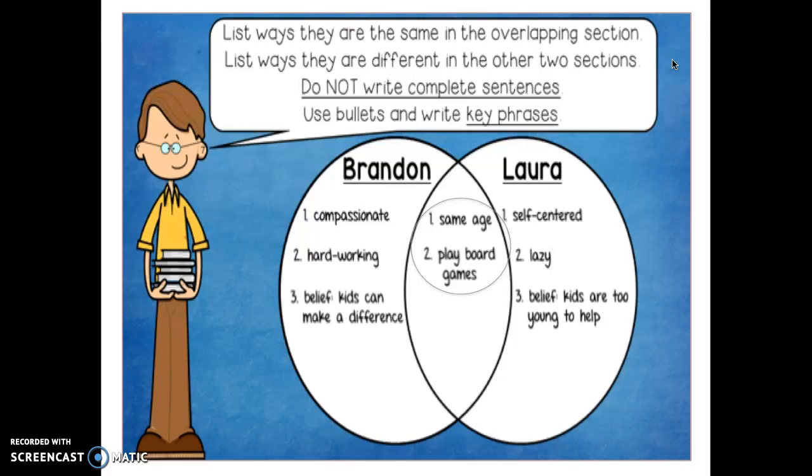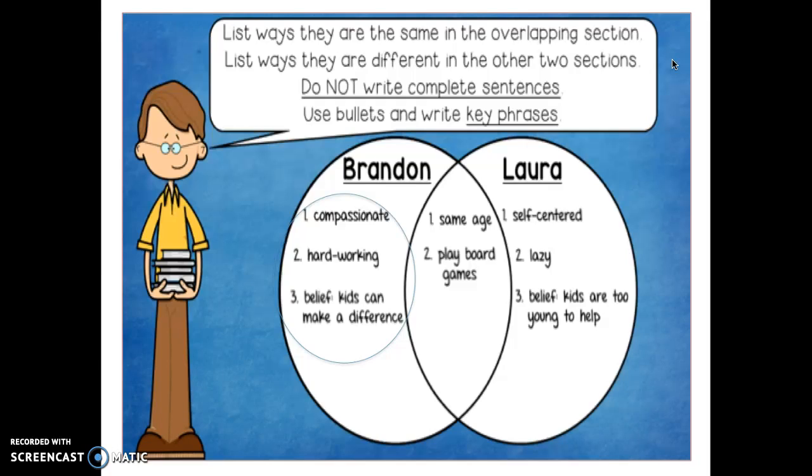Remember how it said that Brandon was Laura's twin brother, and it said that they were playing a board game while their mom was watching the news? Notice that you don't have to write complete sentences. You can just use bullet points and key phrases. Now that we've talked about how they're the same, let's look at ways that they're different in the other two sections.